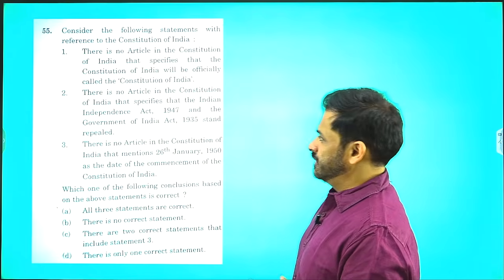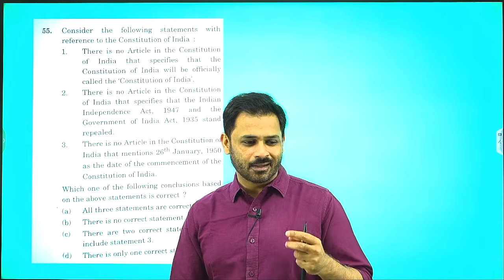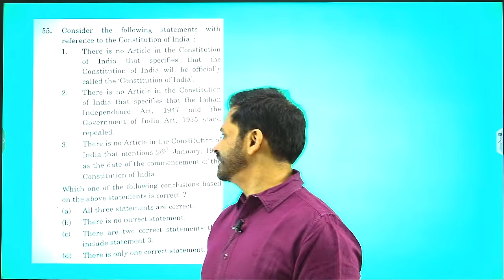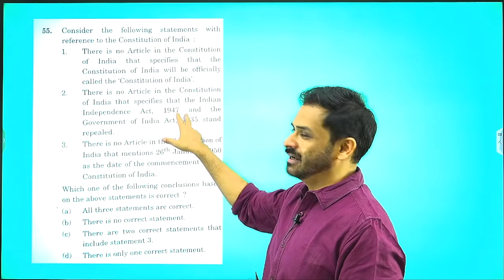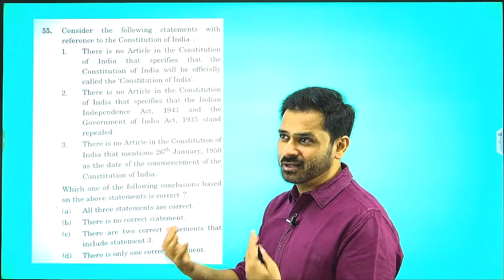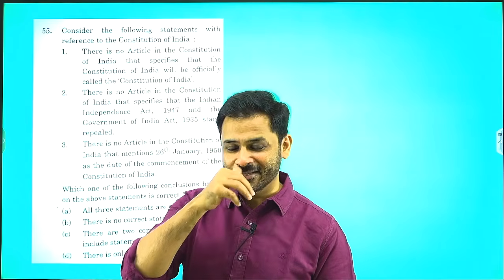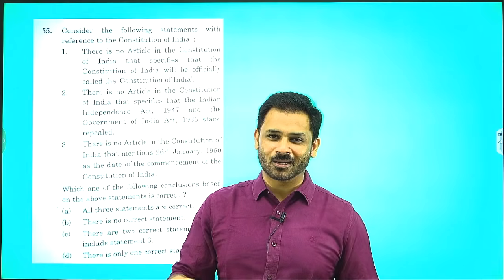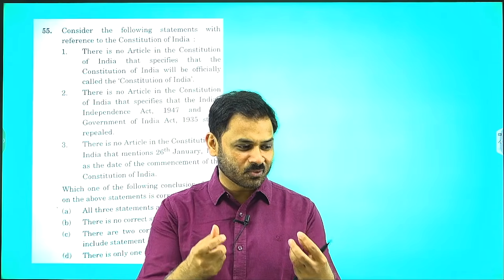Okay, question number 55. Now see, Article 395, I generally do discuss that in the class, which clearly says that the Indian Independence Act and the Government of India Act 1935 get repealed. Just below 395, we have 394 and 393. So this is what I keep telling: no matter whatever we are covering in the class, do read the articles at least and figure out from where you can learn something which could be asked in the form of a question.